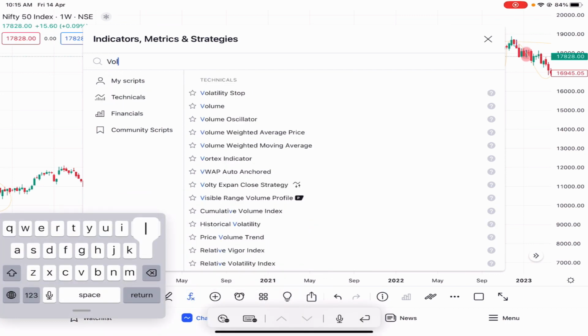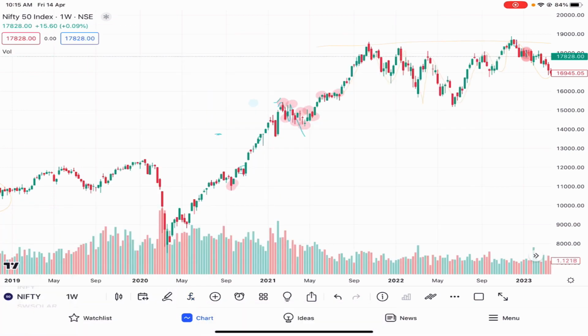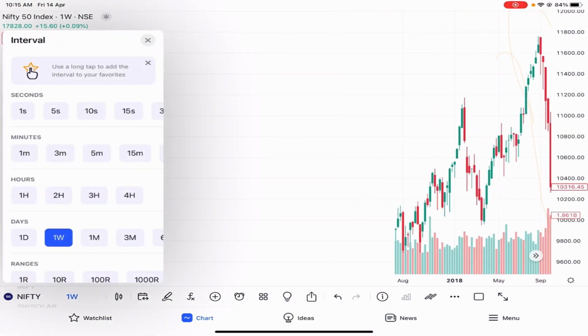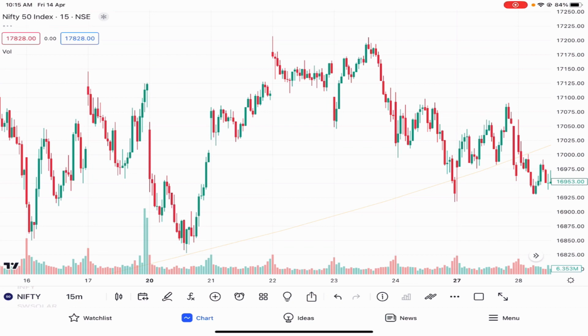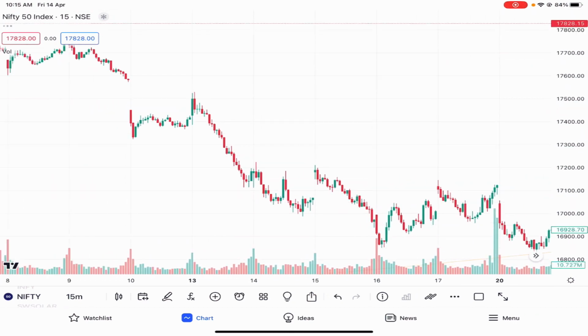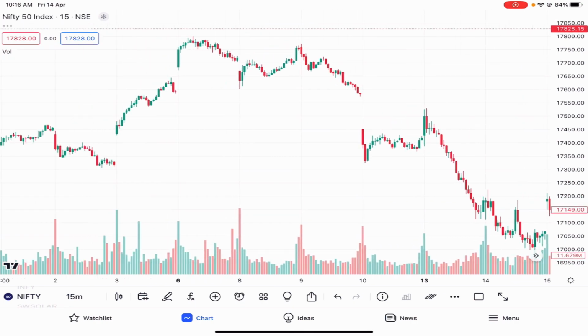Yeah, search for volume and add that. So when you click on volume, you will get this volume chart in your graph. Now look at it in the 15-minute time frame. Okay, now look at this.